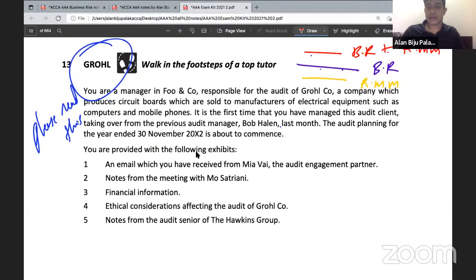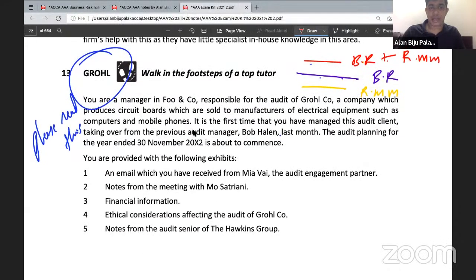So is there any risk from this scenario? Is it a new client? New audit manager may not have sufficient skills and experience to audit this client. Exactly, that is what I was about to say you. Don't mention about that here, okay? Because it's the first time you have been assigned to this audit, but still the audit team is same. The audit partner is same, all other audit seniors are same, audit juniors, articles, everyone remains the same. And you are the only person who have been new to this engagement.